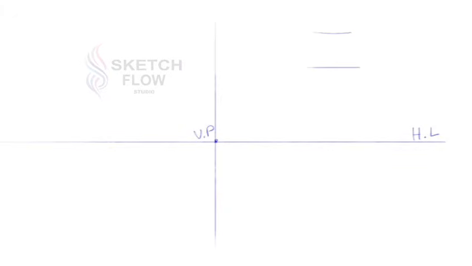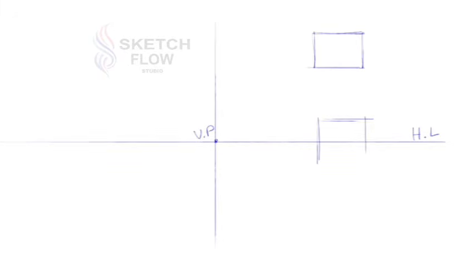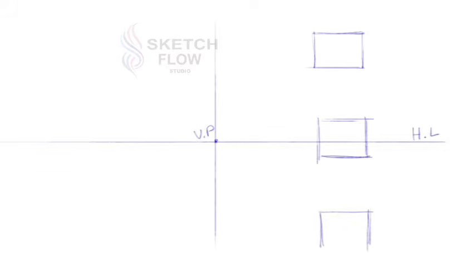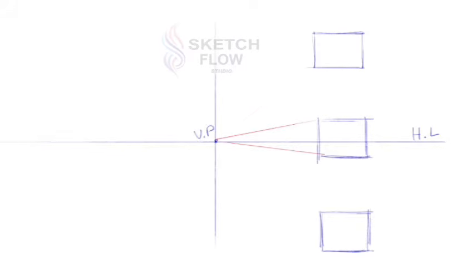Then I draw one box here. The box's width part will be parallel to the horizontal line, and the height will be parallel to the vertical line. The same thing I draw above the horizontal line, on the horizontal line, and below the horizontal line. So I've done the faces here. After that, the vertices: whatever the faces, we will get 4 vertices.